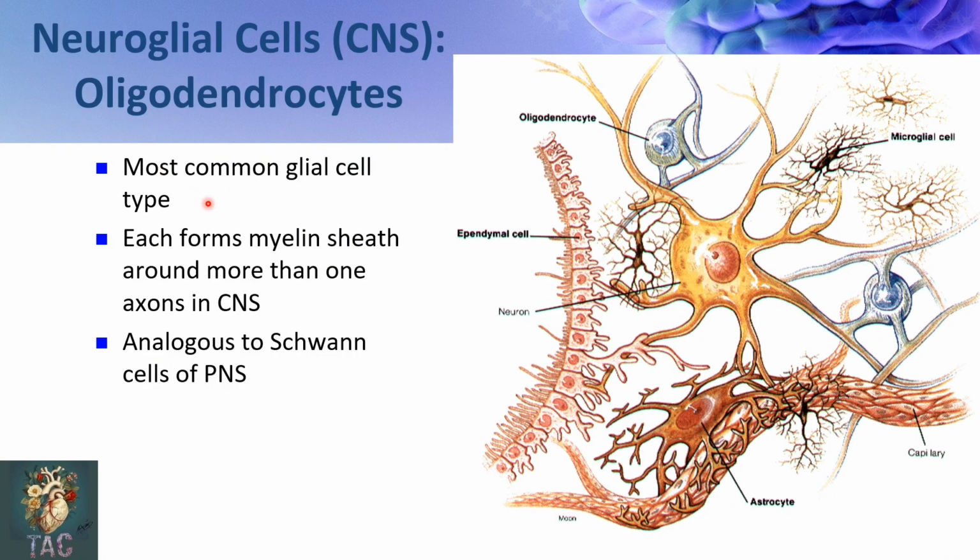These oligodendrocytes are the most common glial cells which are present. Each forms myelin sheath around more than one axon in the central nervous system. So these are the oligodendrocytes, and you can see this is forming myelin sheath around multiple axons, and it is analogous to the Schwann cell in the peripheral nervous system.